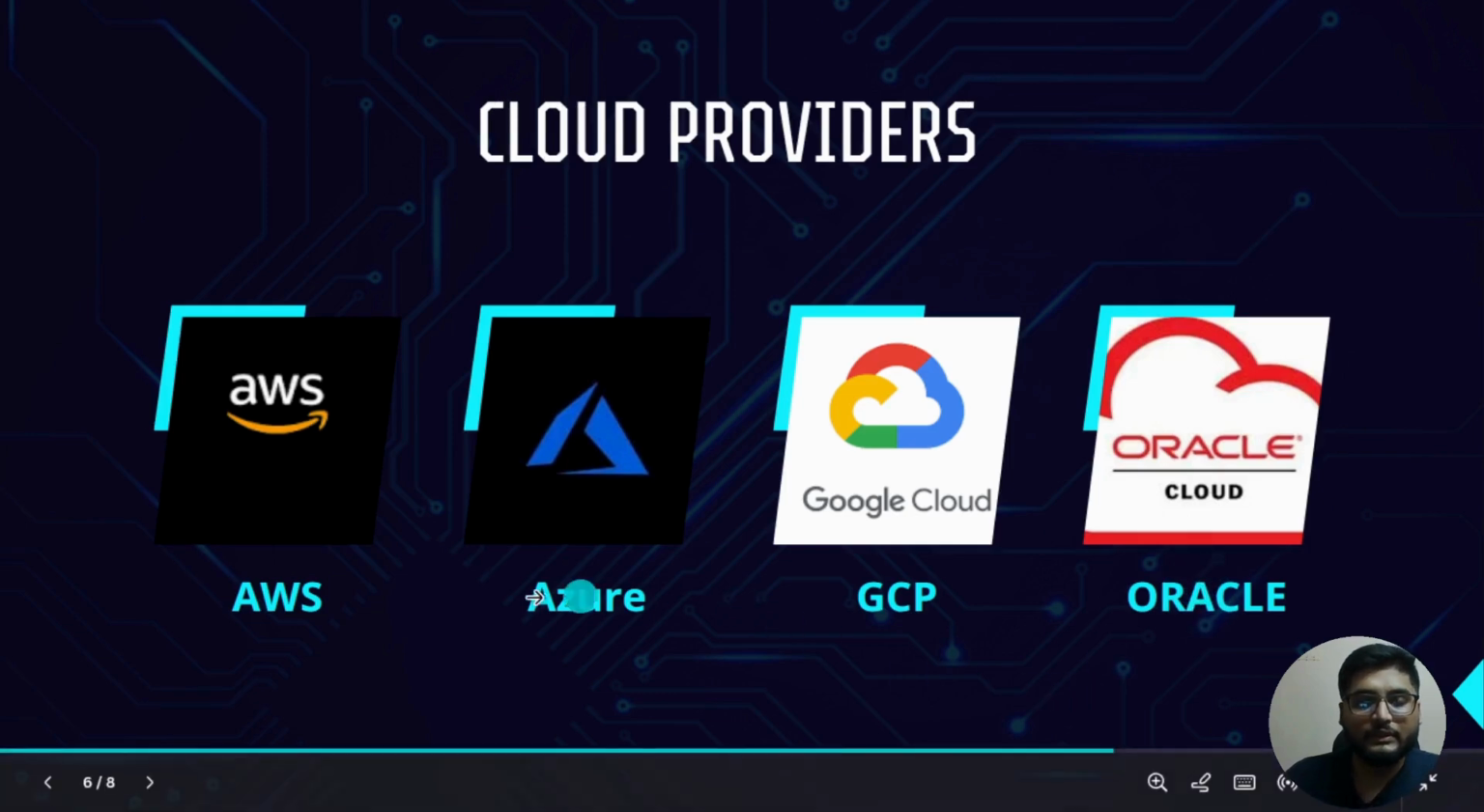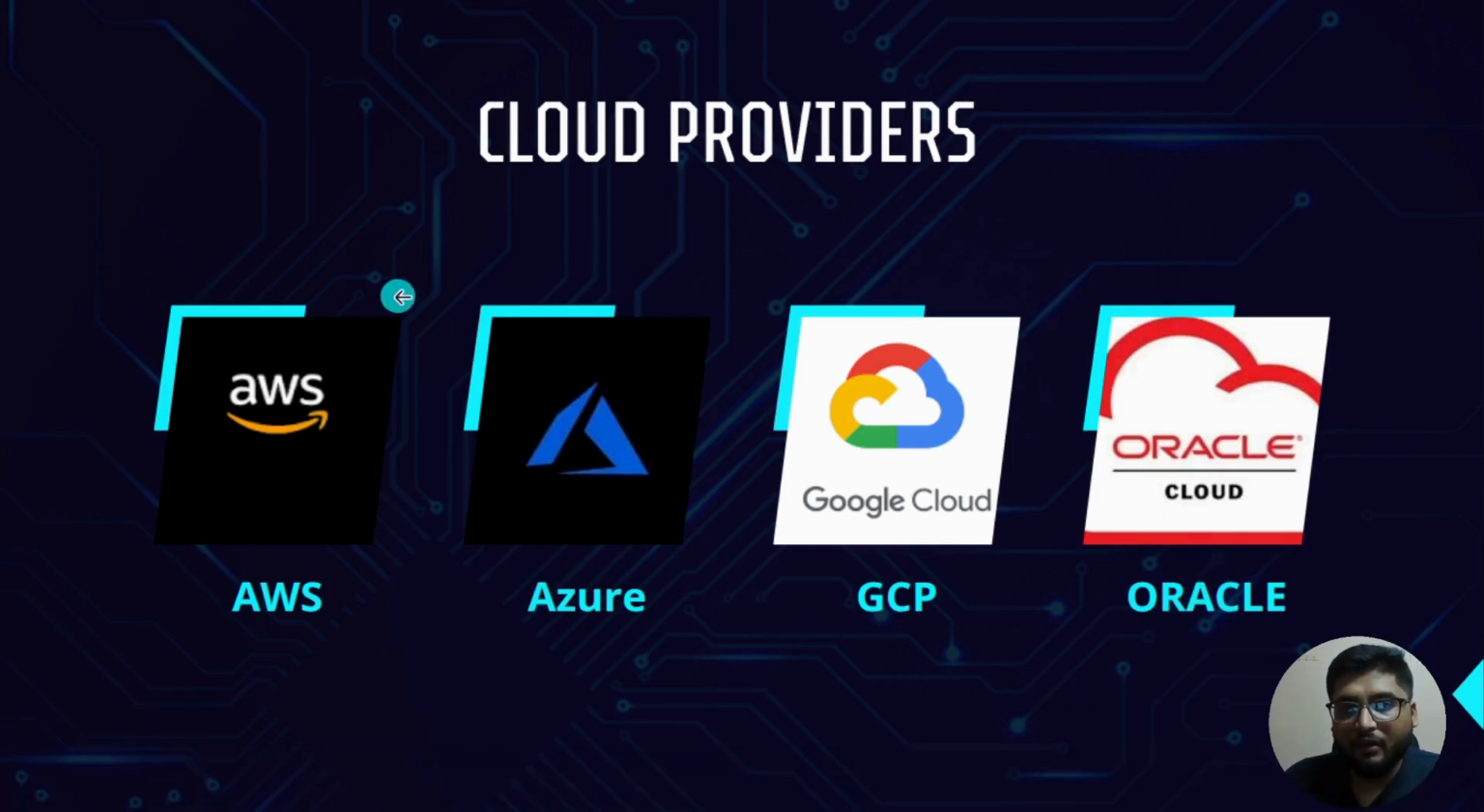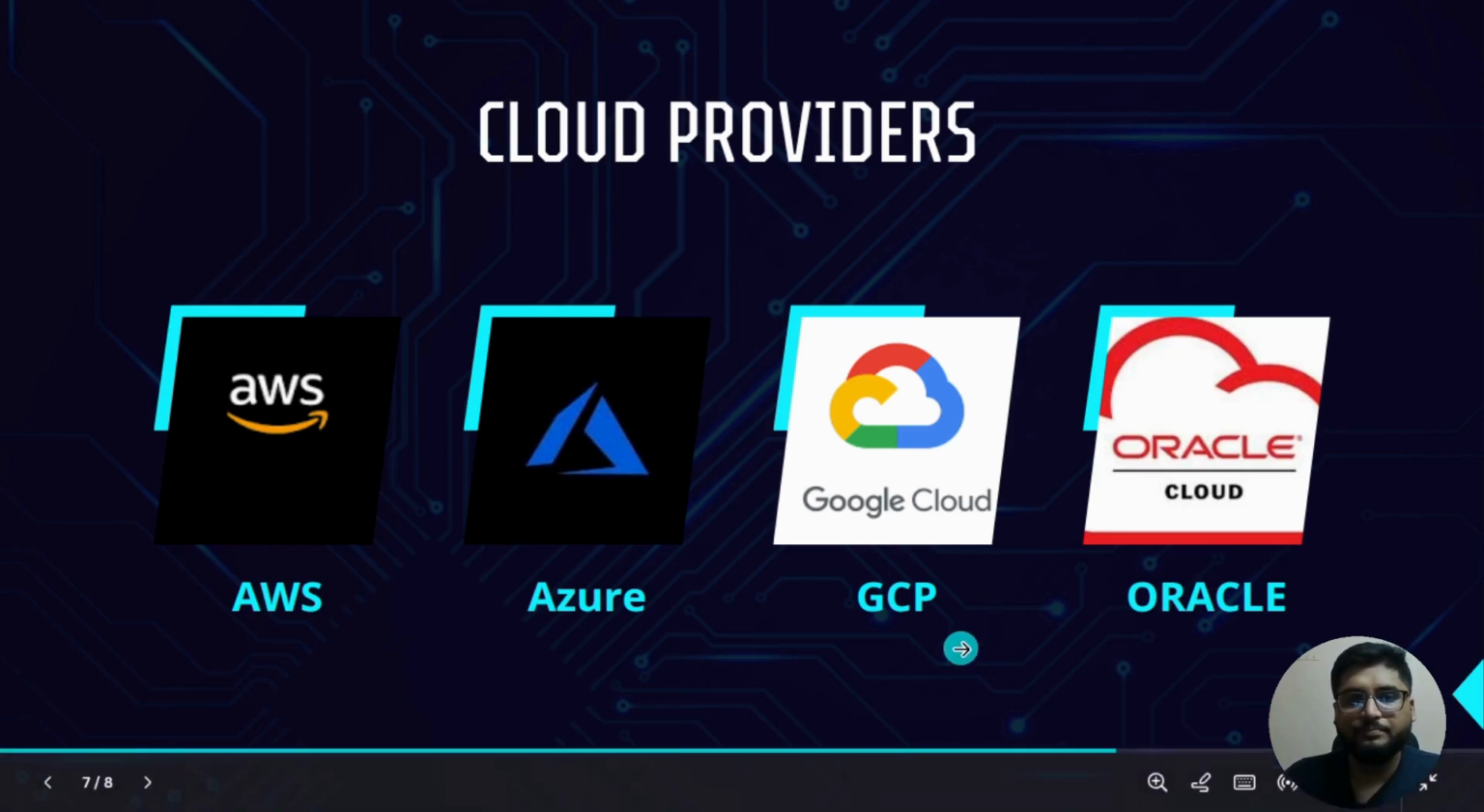Next, this is also an important thing, because these are all cloud platforms. There are multiple cloud platforms, but I have chosen the topmost ones. First is AWS, which is provided by Amazon. Second is Azure, which is provided by Microsoft. Third is Google Cloud, whose name is GCP. Next one is Oracle Cloud. So these are the cloud platforms.